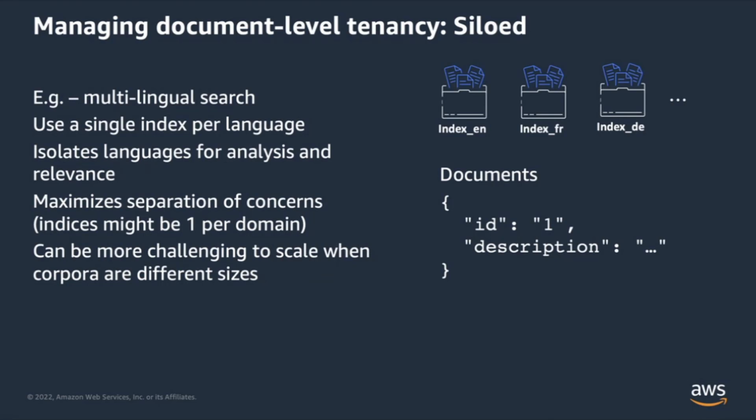If I know that my language is English, I can run English analysis over all of my text, and it's simpler that way. It also maximizes the separation of concerns. You could, at a different level, split out those indexes across different domains, Amazon OpenSearch Service domains, to scale independently and to ensure that if one of those indexes is not available, the others are still up. However, if you're putting all of these into the same cluster, it can be challenging to scale, especially if you have different usage patterns for these different languages.